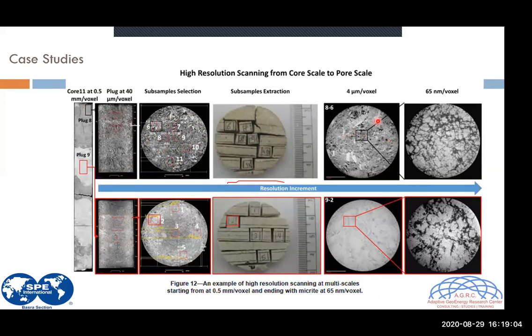In this case, they performed the 4 micron per voxel, and then moved on to 6.5 nanometer per voxel. Increasing the resolution, you see smaller pores, smaller pore throat radius there, and then we can perform, as I mentioned before, simulation in all of these scales.